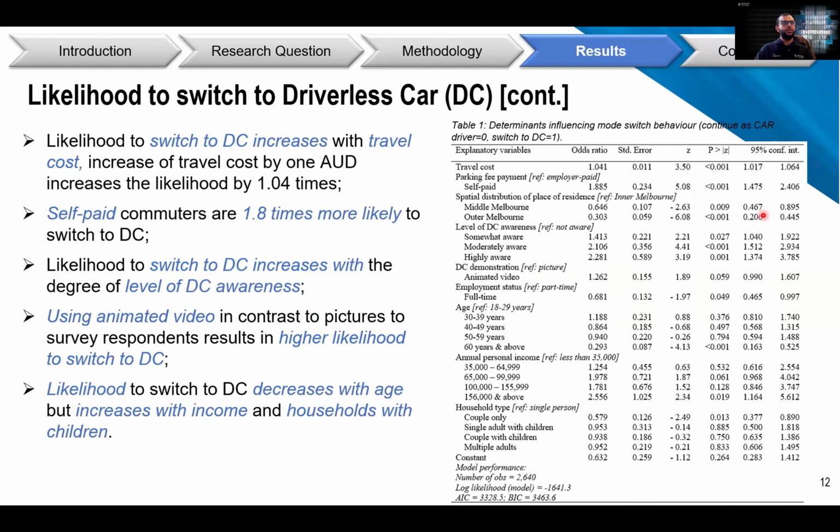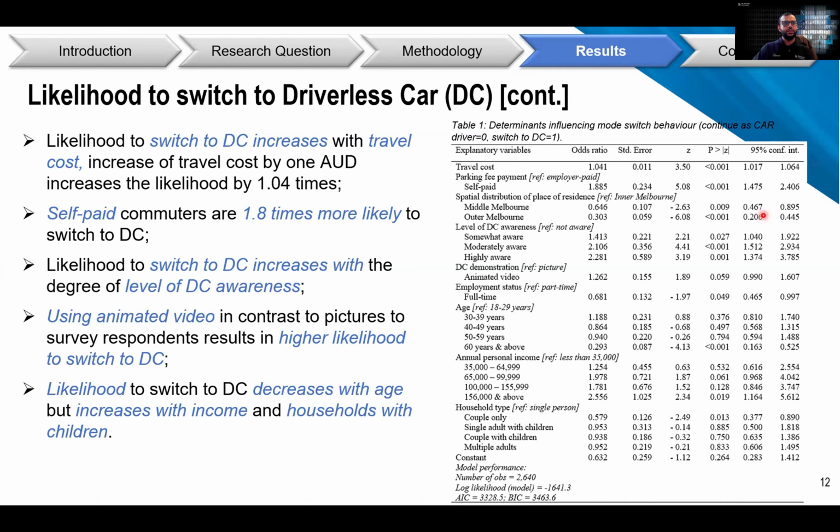Moving on to the socioeconomic factors and other attributes, we found 9 individual variables or factors that have significant impact to describe this mode switch behavior. That includes travel cost, parking fee payment, which is employer-paid or self-paid, spatial distribution of living in metropolitan Melbourne, the level of their autonomous or driverless car awareness, demonstration type of the autonomous vehicle through the SP survey, employment status, age, income, and household.